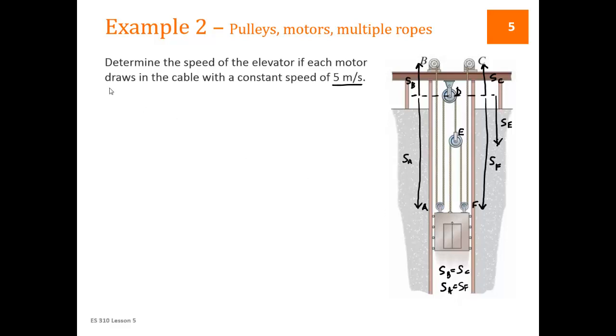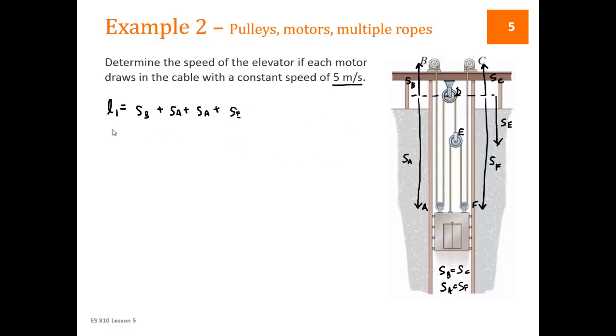Let's write these lengths. Length 1, that's the one that starts over here. So we've got SB, that's the first part. SB plus, from here down to the pulley would be SA. Plus, then we go from the pulley back up to here, so that's SA again. Plus, from here down to there would be SE.